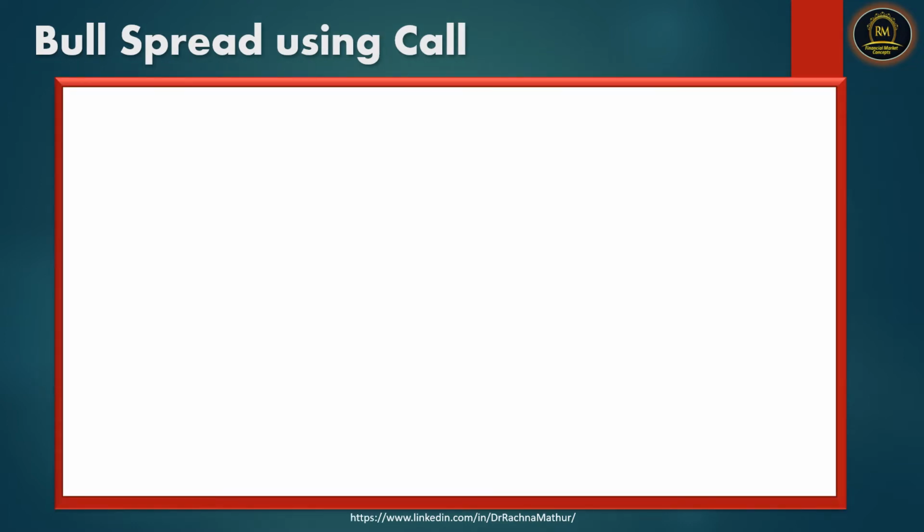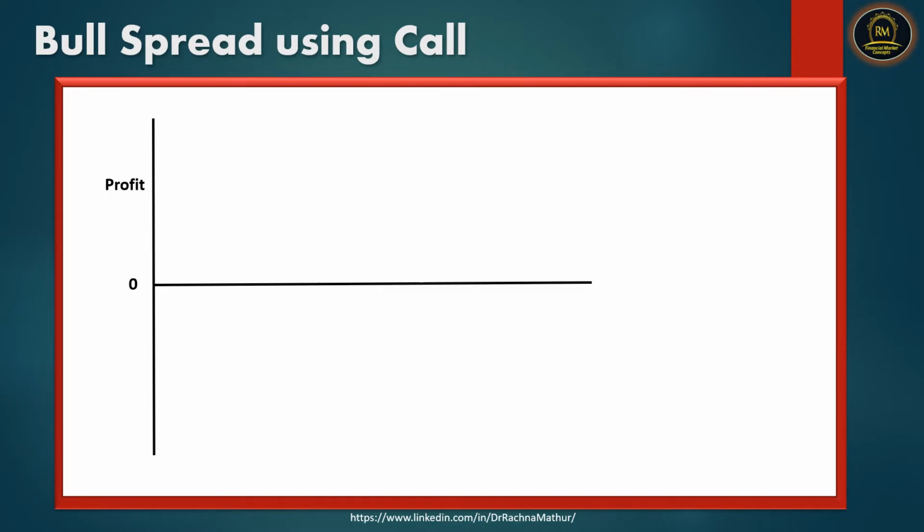Let us see a bull spread using call options with the help of this figure. So this is the profit and loss line and this is the stock price line moving from lower to higher level. We have two strikes, K1 the lower strike, K2 the higher strike. Since we are making a bull spread, we will start our trade with a long call. We will buy a call at a lower strike of K1 with the expectation that the market would go up.